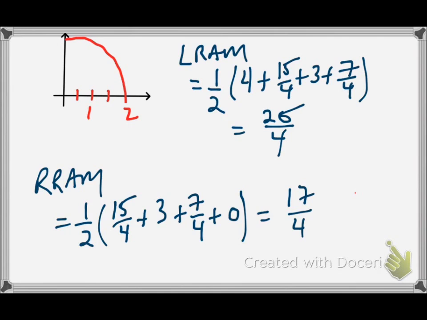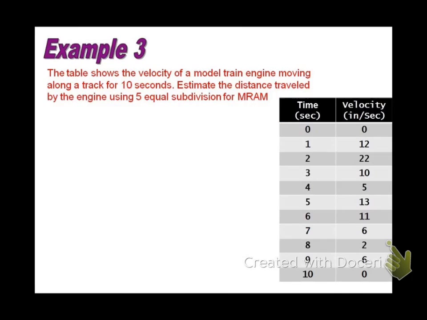Another way you'll see these problems presented a lot are using tables. And so let's just take a look at a table real quick. The table shows the velocity of a model train engine moving along a track for 10 seconds. Estimate the distance traveled by the engine using 5 equal subdivisions for the MRAM. When we look at this problem here, you can see that there's 0 to 10 listed, but we're going to use 5 subdivisions, so that means each subdivision here should be a unit of 2 seconds. So from 0 to 2, 2 to 4, 4 to 6, 6 to 8, and 8 to 10.